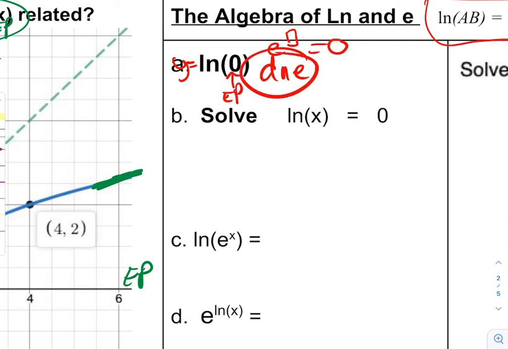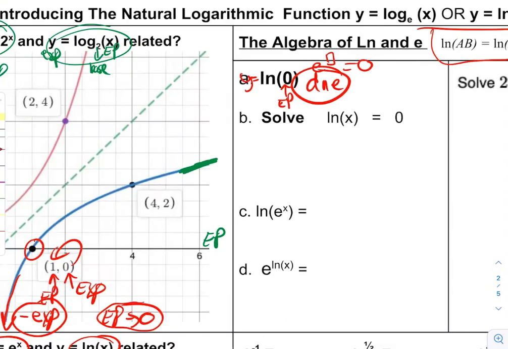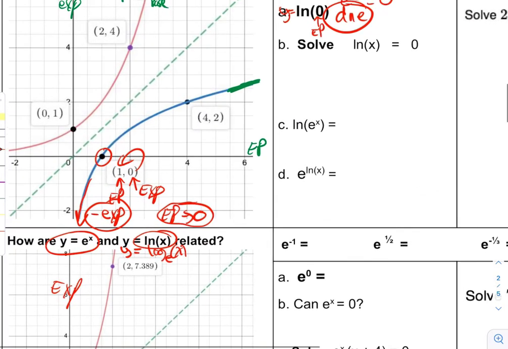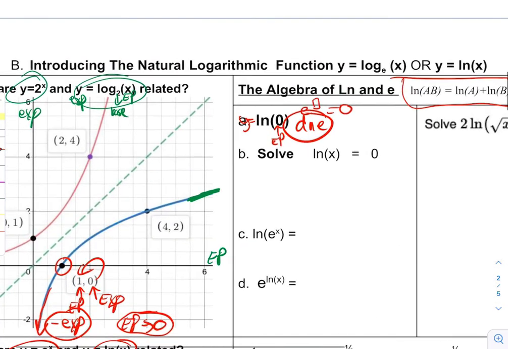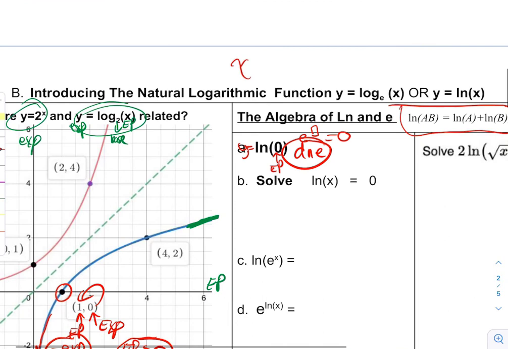So this is just kind of a review of logs too. All right, so what do we know about ln and log? They're inverse functions. So if you have x cubed equals 8, how do you solve that? Well, you do the inverse on both sides. You do the cube root on both sides, right? That's how you solve that. The inverse of x cubed is cube root.